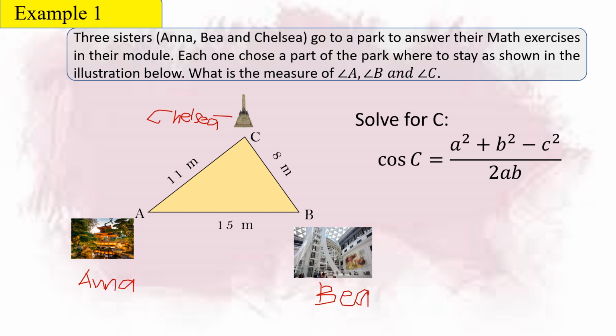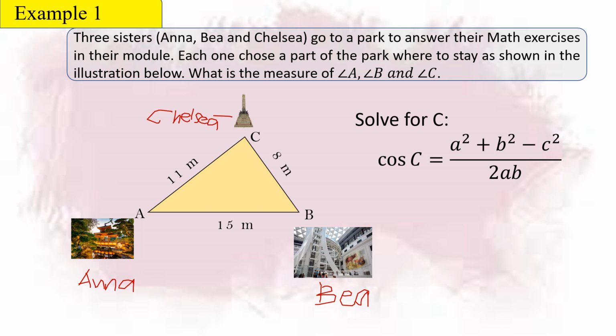Okay. So, etong tatlong magsisisters na to ay pumunta sa mga iba't ibang park para mag-answer ng kanilang math exercises sa kanilang module. Now, ano kaya mga measurement ng angle A, angle B, tsaka ni angle C? So, we will now look for the angle C muna. We will be using the law of cosines. So, cosine C is equal to A squared plus B squared minus C squared over 2AB.